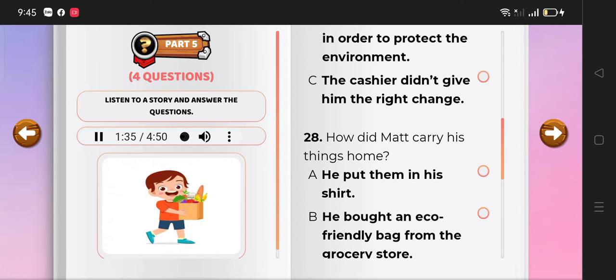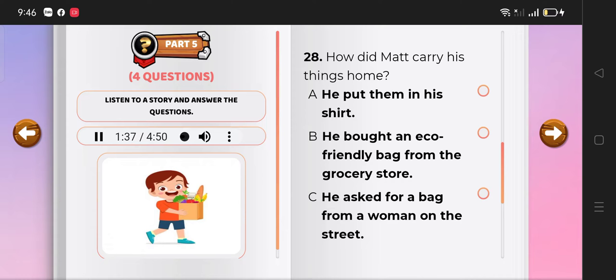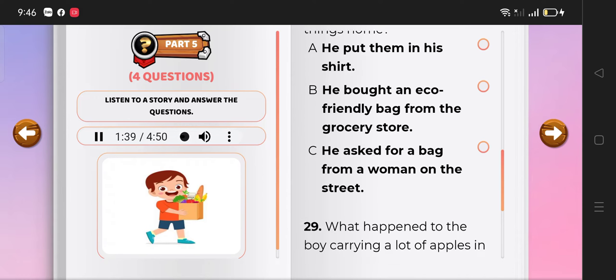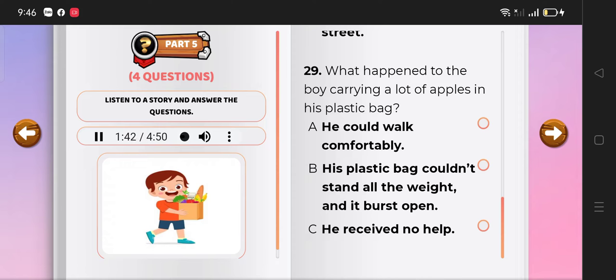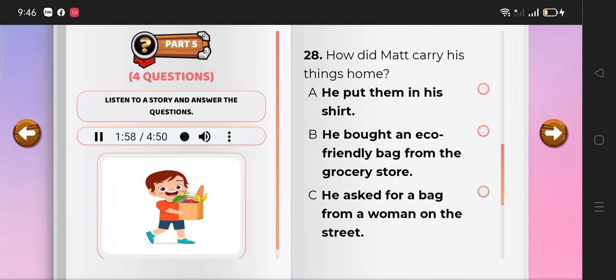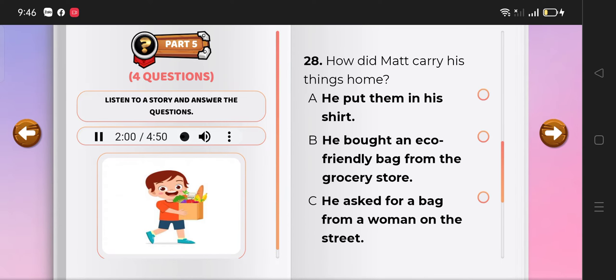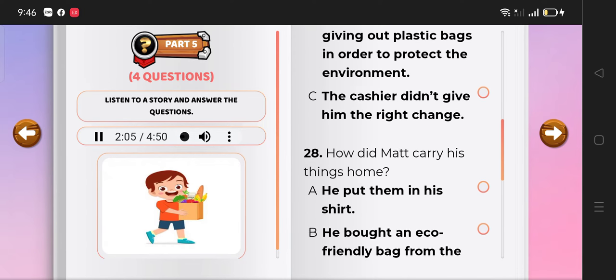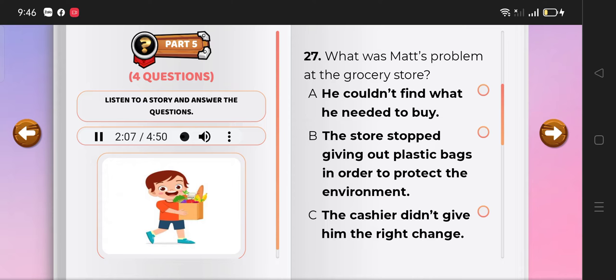He put all the tomatoes and oranges and the bag of flour in his shirt to carry them home. "I should have taken my mom's shopping bag," Matt said to himself as he struggled to carry the groceries. Then he saw another boy carrying a big plastic bag of apples. "I wish I had a bag like him. It's more comfortable to have a plastic bag," Matt thought. But Matt was wrong.